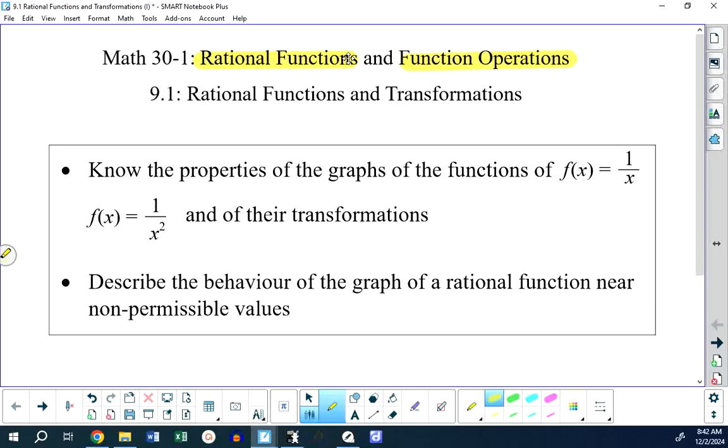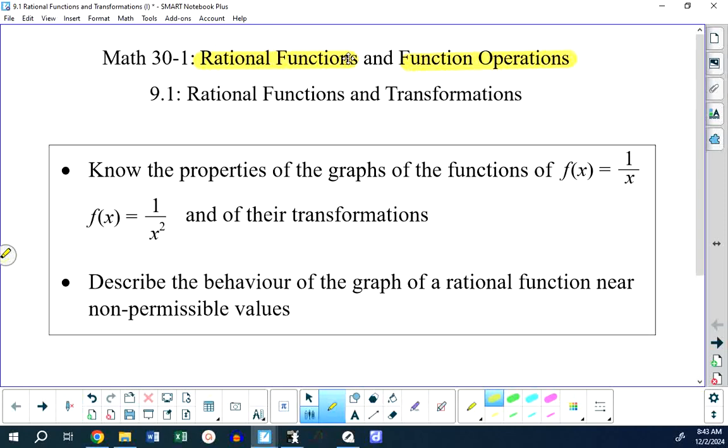So we're beginning today by looking at rational functions and transformations of rational functions. This is a very basic lesson. There's not much to it. It's going to be testing your algebra skills more than anything. And we should have time today to take a look at your exams from Friday.